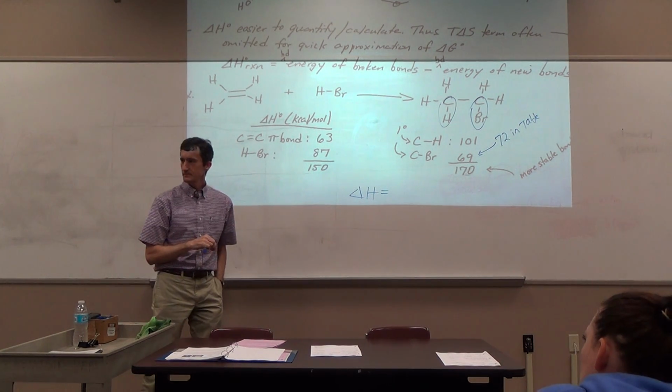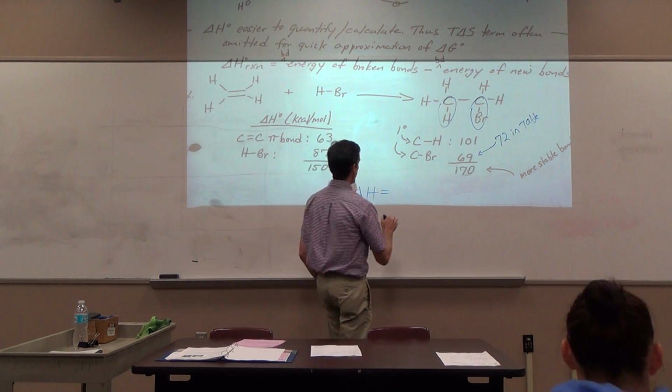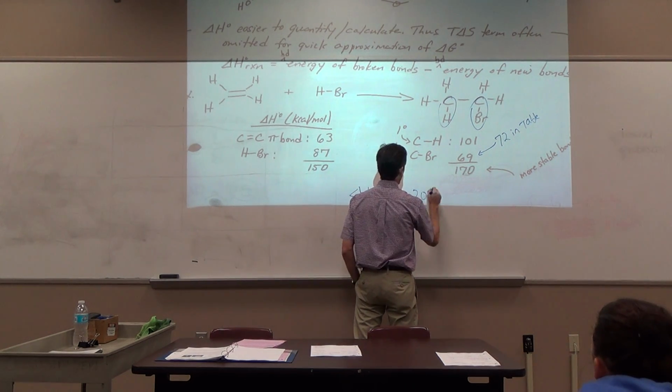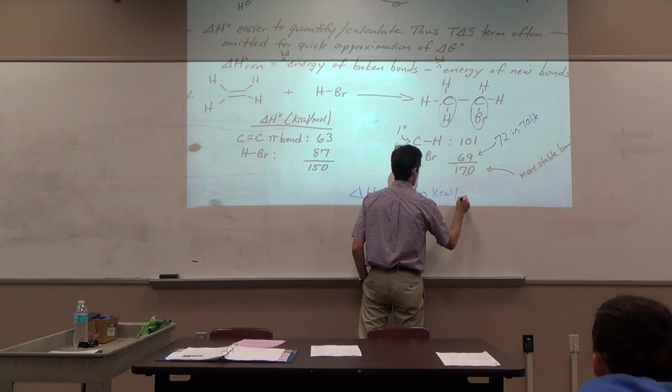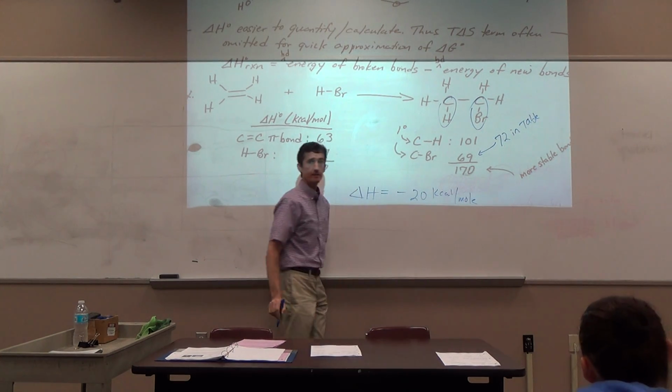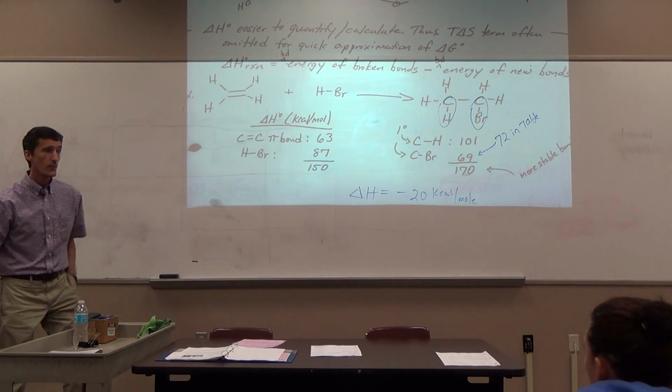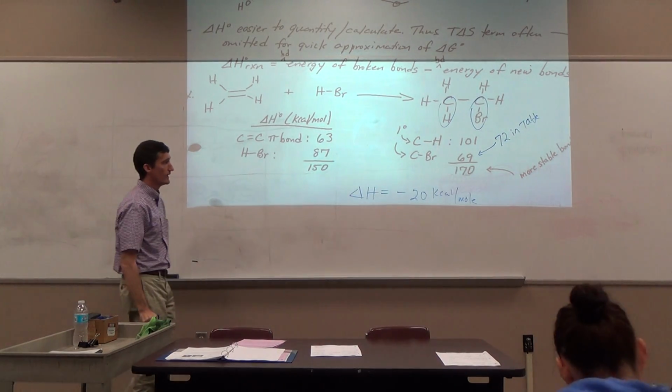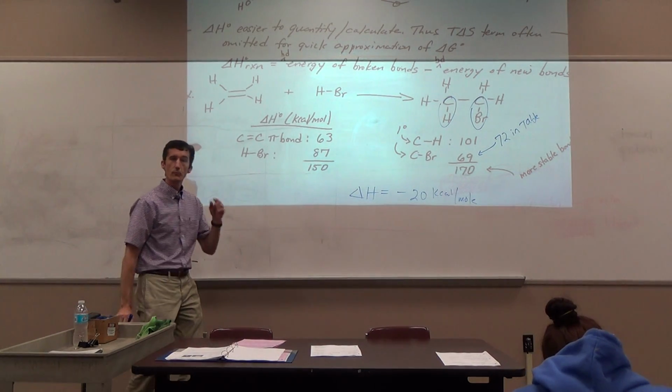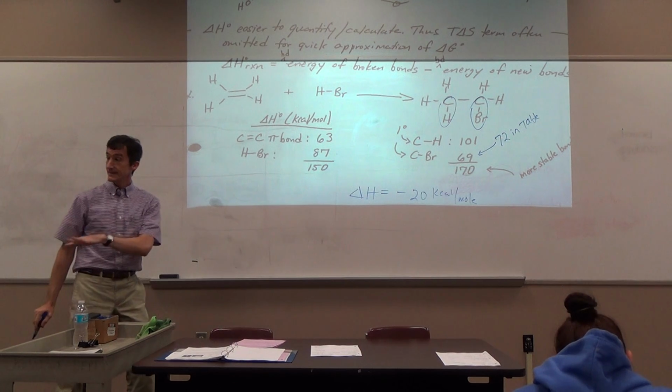Did y'all do this in Gen Chem? Negative 20 kcal per mole. Is that right? Negative 20? Why is it negative 20? Well, let me rephrase my question. Why is it that?